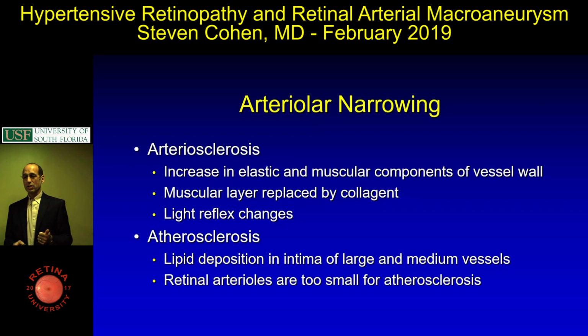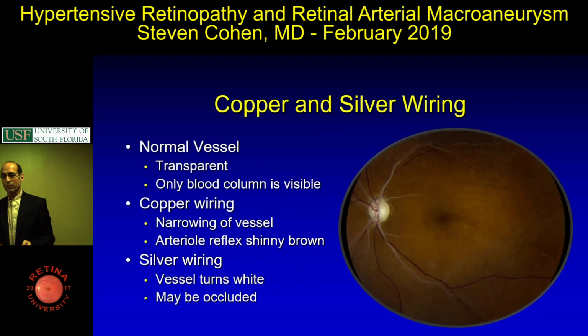So arterial narrowing has to do with arteriosclerosis. You cannot get atherosclerosis in retinal vessels, but you can get arteriosclerosis, which is an increase in the elastic and muscular component of the vessels. The muscle layers get replaced by collagen, and the light reflex changes some. Atherosclerosis is when you get it in your larger arteries. You'll see copper wiring and silver wiring in a lot of articles and books and old textbooks. You don't see it much now, but I think it is in the Academy book.